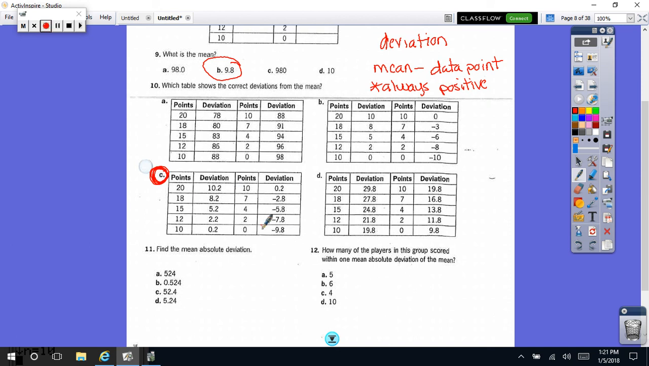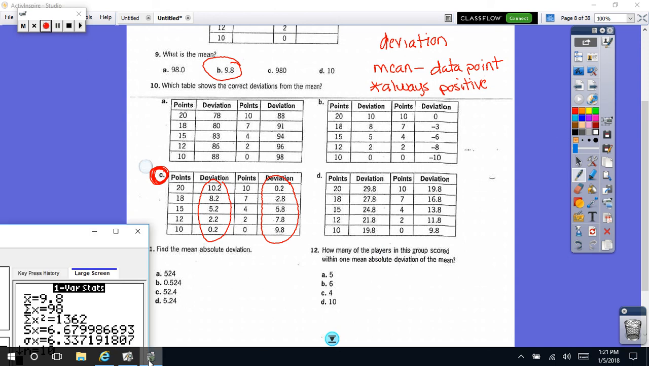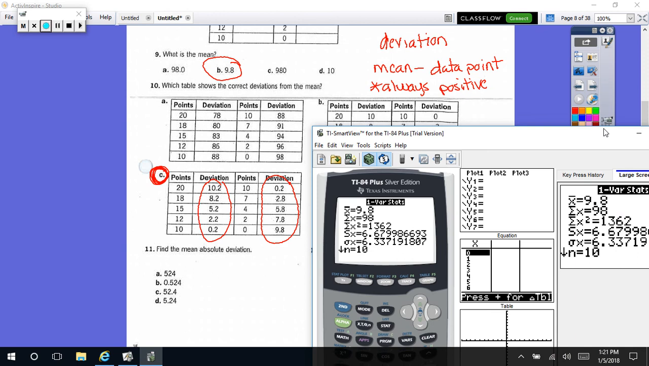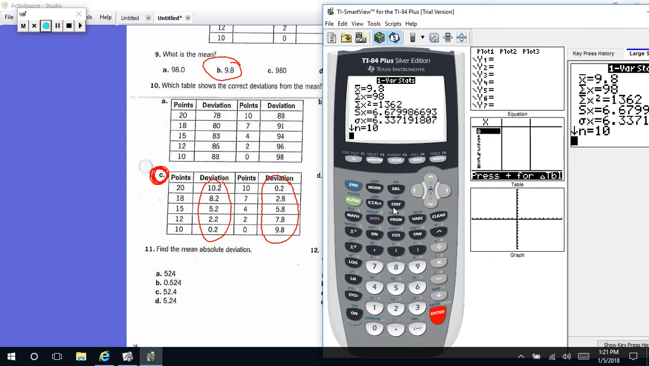Okay, now that we have our deviation chart, in order to find the mean absolute deviation, we type these into our calculator and calculate the mean just like we did before. Okay, the problem with these is we don't use negatives. Remember, we only want the absolute, which is the positive version. So if there's negatives, go ahead and remove those. And then enter the ones that I just circled in red.